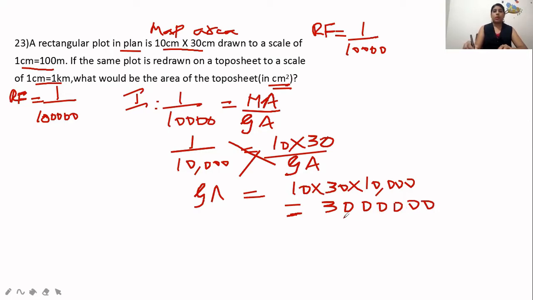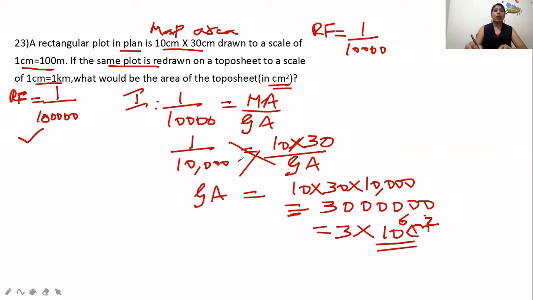So 3 into 10 raised to 6. You get the answer: 3 into 10 raised to 6 centimeter square. This is the ground area of the first case. By inserting it, you have to find the map area in which our RF is 1 lakh.